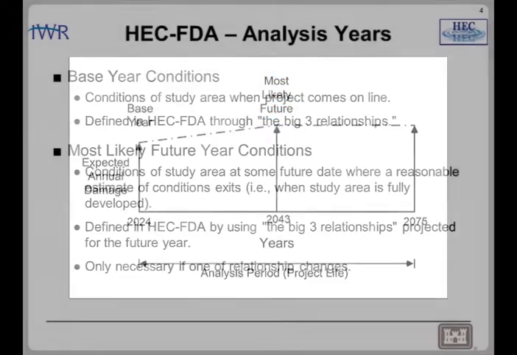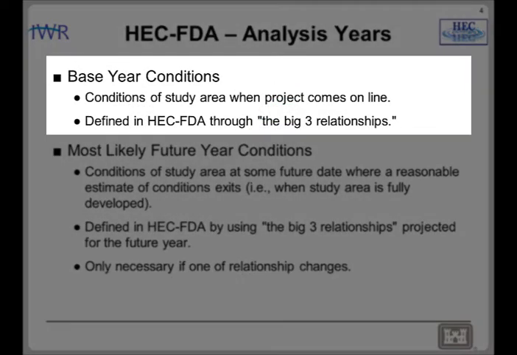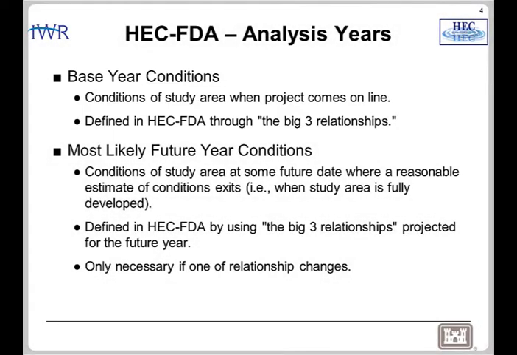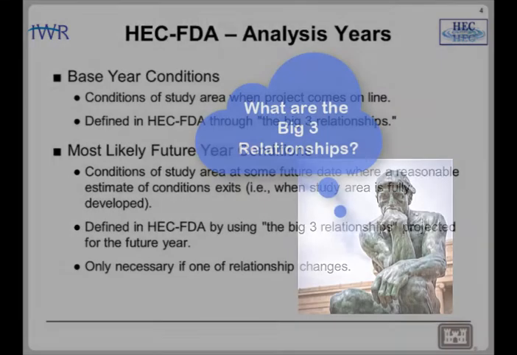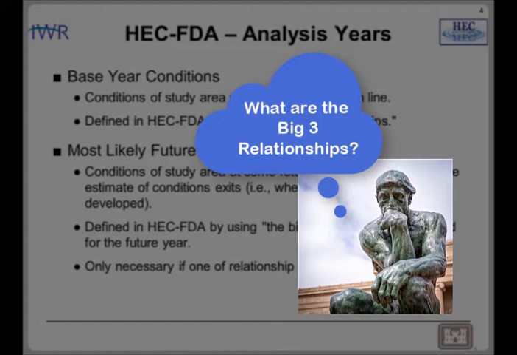In Workshop 4, the base year conditions have been completed for you. In other words, the base year data has been imported and the big three relationships have been defined. If you're asking yourself now, what are the big three relationships? Then I encourage you to take a note.